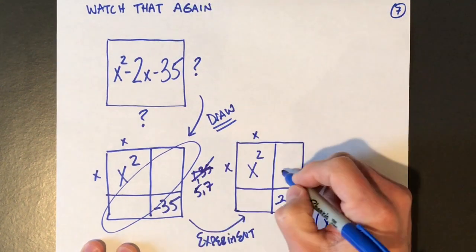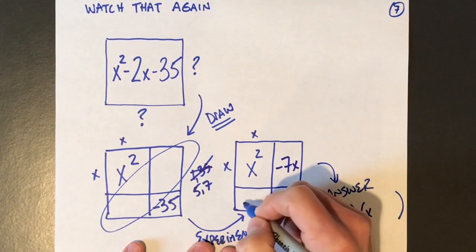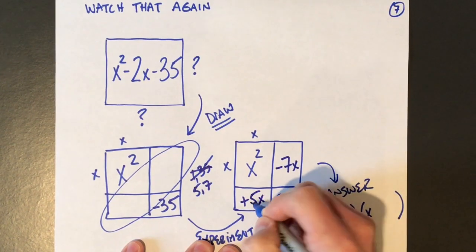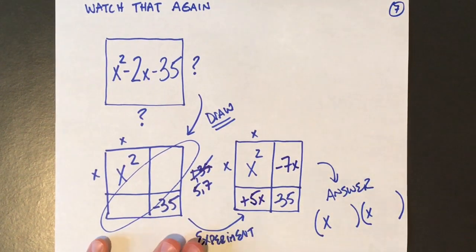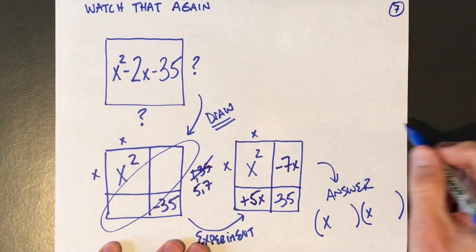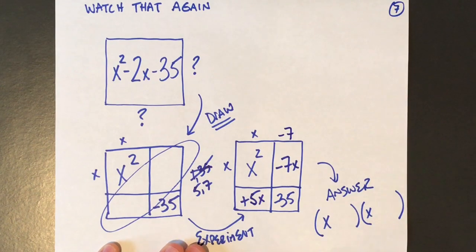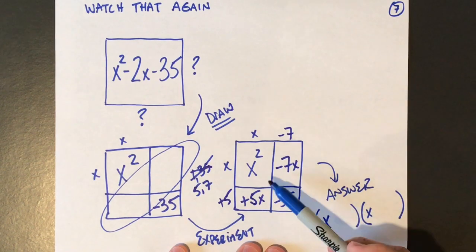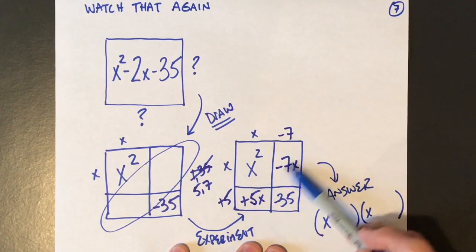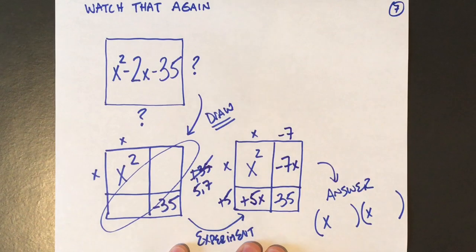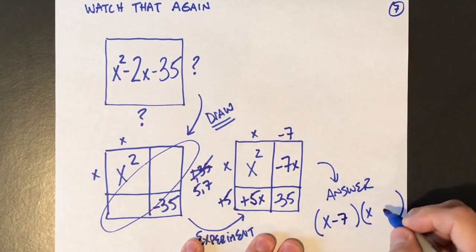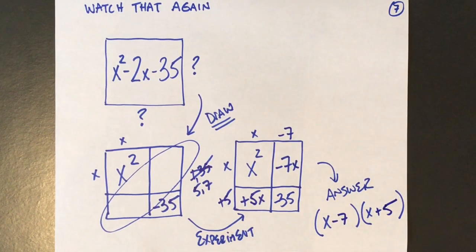So I'm going to go negative 7x and positive 5x. I know I don't write the plus, but I do that to keep things straight. And here we go. X times what is negative 7x, so negative 7. And x times what is positive 5x, so positive 5. And there's my answer. I can double check. X squared, negative 2x, and negative 35 is what I started with. So x minus 7 and x plus 5.